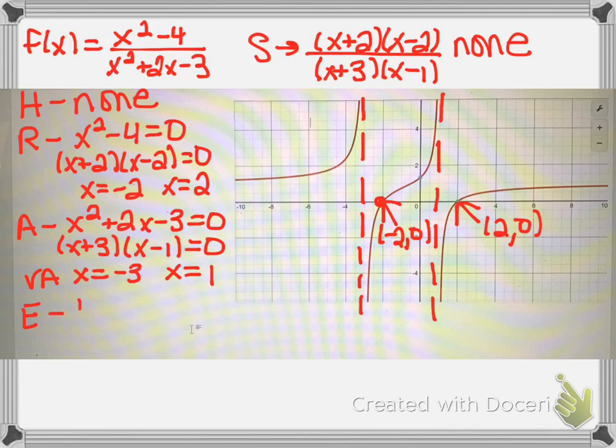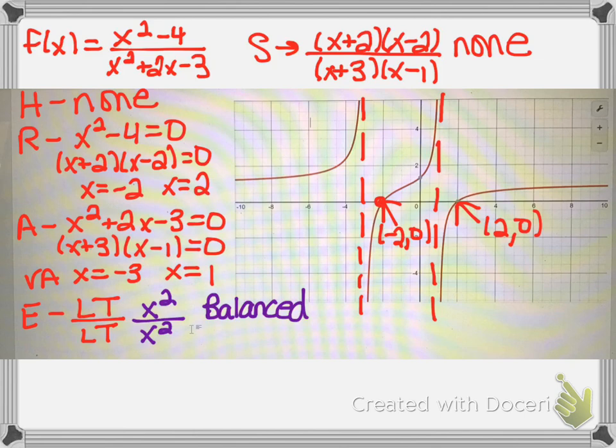And so once again, the E step is going to look at the leading terms on top and bottom. And so the leading term on top was x squared. The leading term on bottom was also x squared. Both equations are quadratics, and it didn't reduce and simplify at all. And so this is balanced again because I have the same degree on top that I have on bottom. So I'm going to have a horizontal asymptote, and that horizontal asymptote is going to be whatever number these 2 leading terms reduce to become. So x squared over x squared just reduces down to 1.